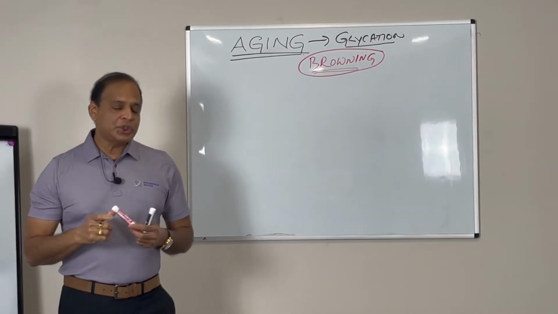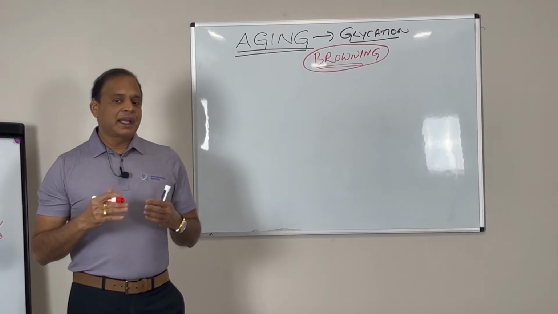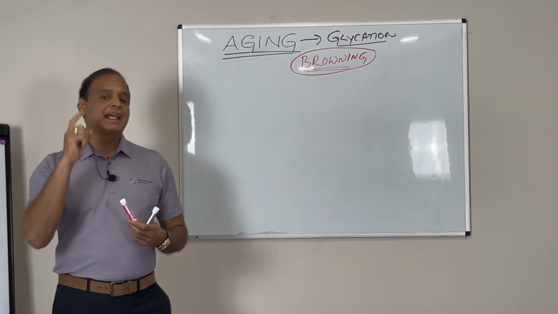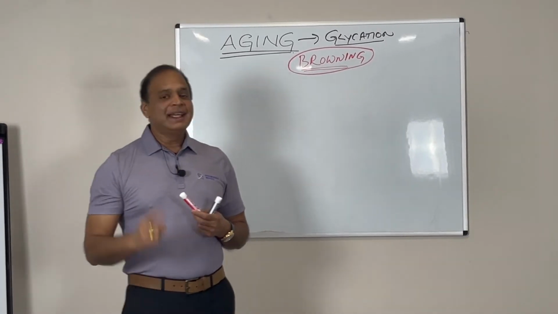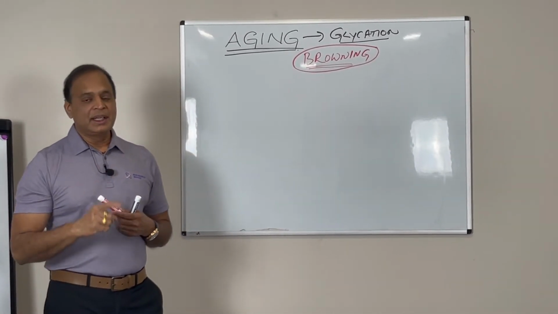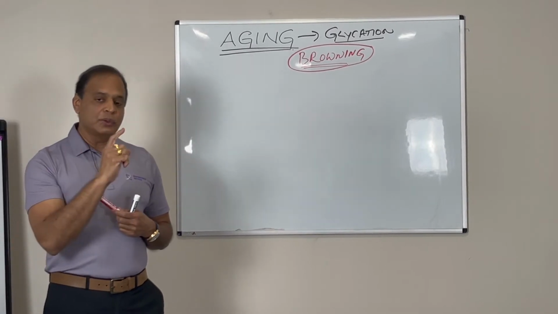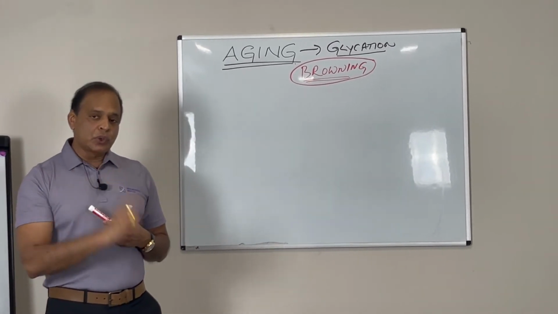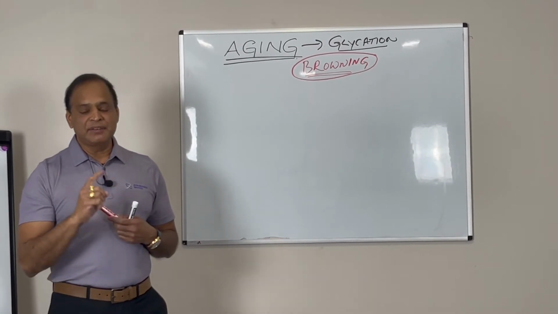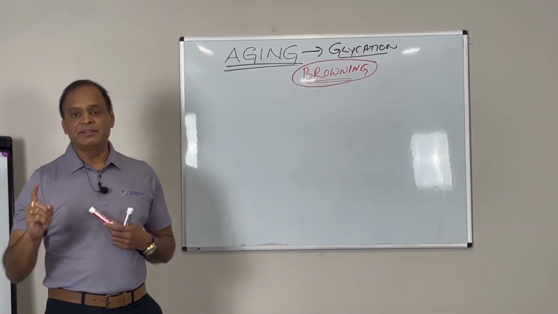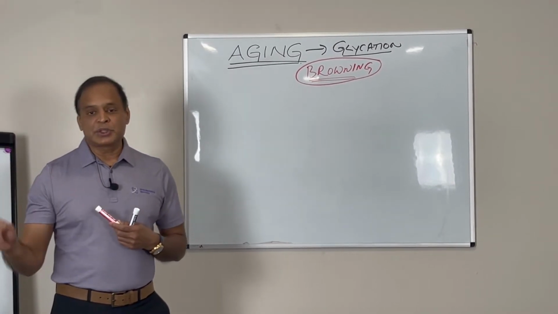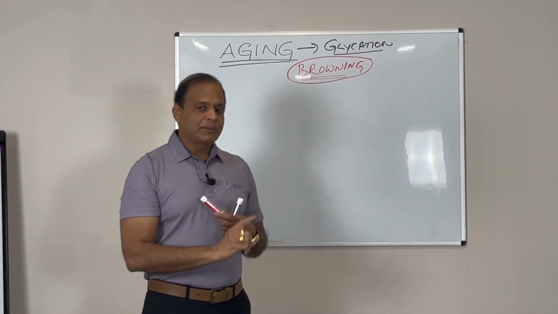So the question is, can we stop aging? No, we cannot stop the aging. But can we slow down the aging? Yes, we can slow down the aging. I will explain this to you in terms of glucose and fructose, why it is so important for us to slow down the process, because the inevitable byproduct of living is the end of life. So that cannot be stopped, but we can slow down the process.